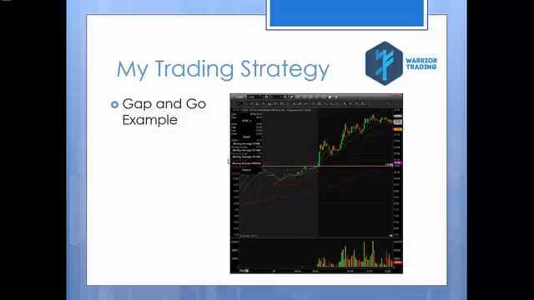This is a gap and go example, a stock that we were watching for a trade over $11, the pre-market high. This went from 11 up to $15. That's a huge move, right? So we got our 5 to 10% mover right out of that. And we knew we had that potential based on the daily chart, the catalyst, and the pre-market chart.